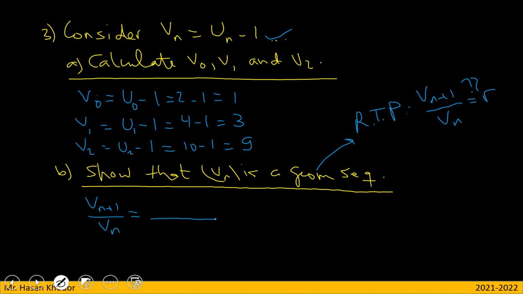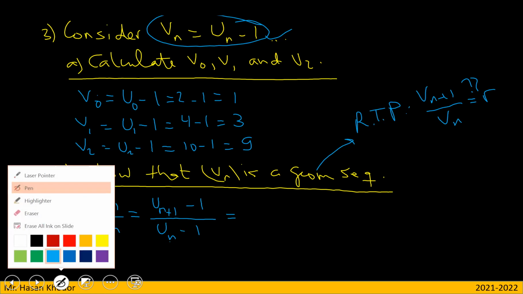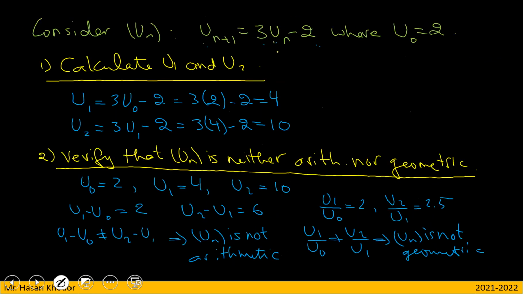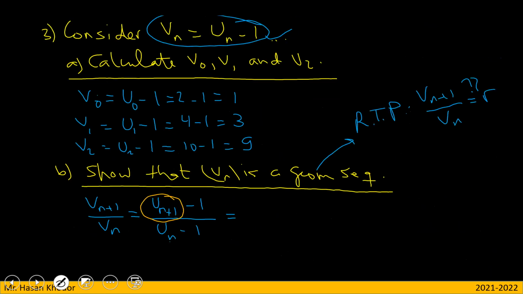Look, first of all, I have Vn here. So I write it down here, Un minus 1. Then I repeat it above, but with only one difference: instead of n, I put n plus 1. Then this Un plus 1 will appear in the given of the exercise here. So I'll take it and write it there. I get 3Un minus 2, and then continue, minus 1 divided by Un minus 1. I'll get 3Un minus 3 divided by Un minus 1.